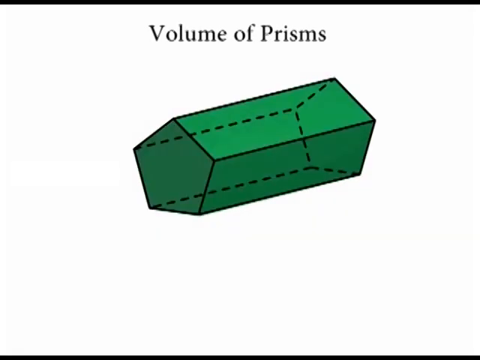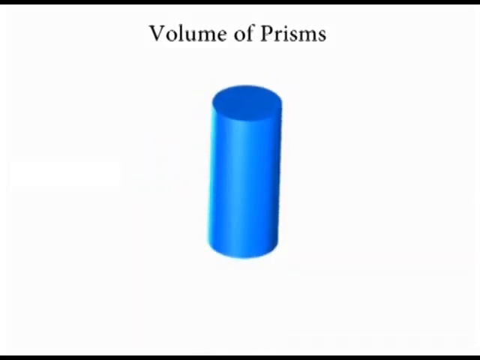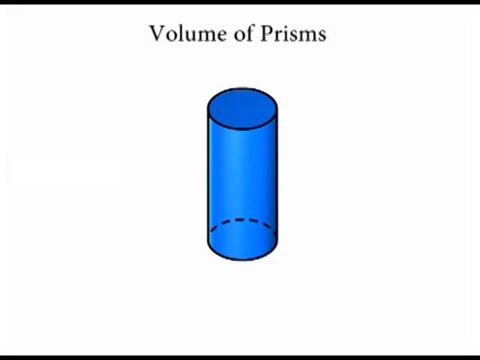This is a different prism. The cross-section now is a pentagon. A cylinder has a uniform circular cross-section. It is a circular prism.